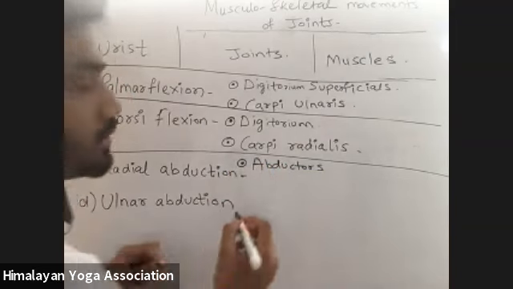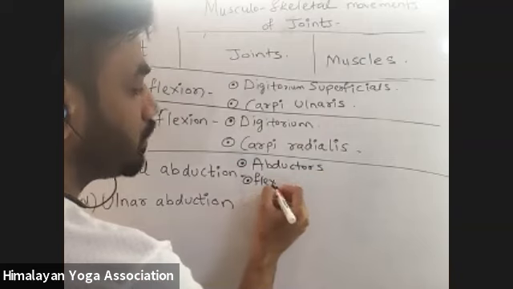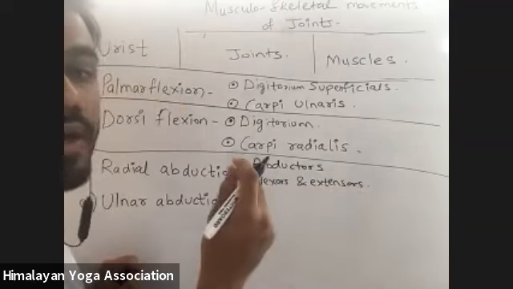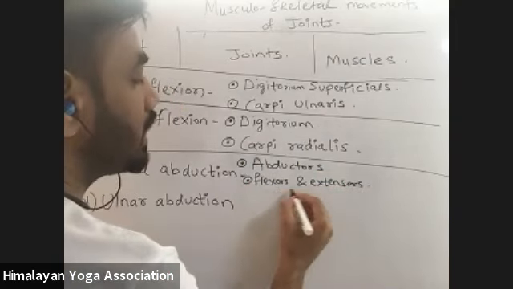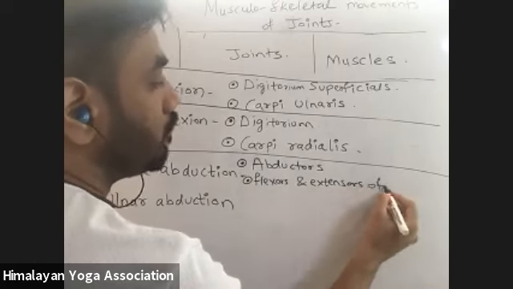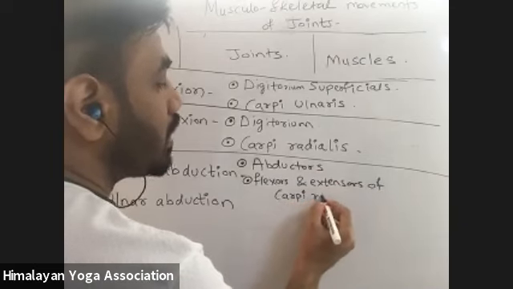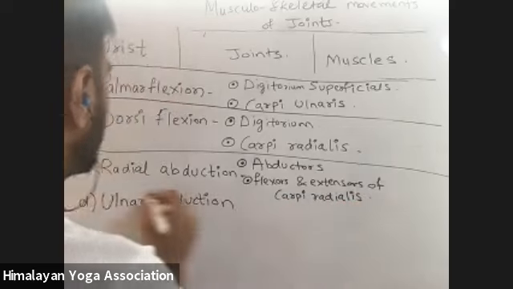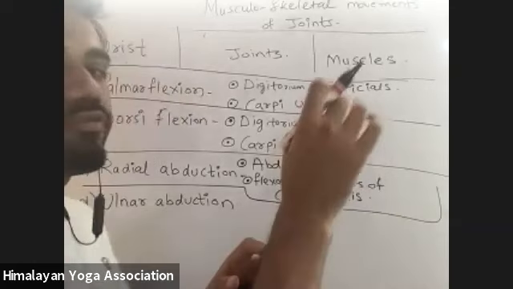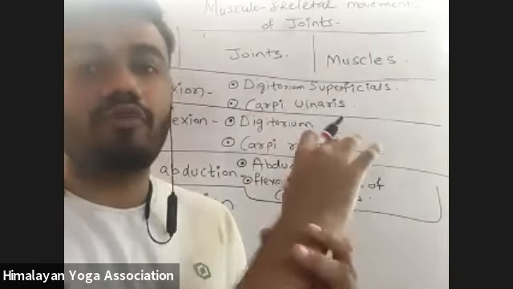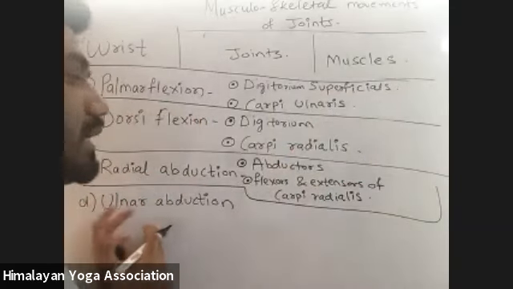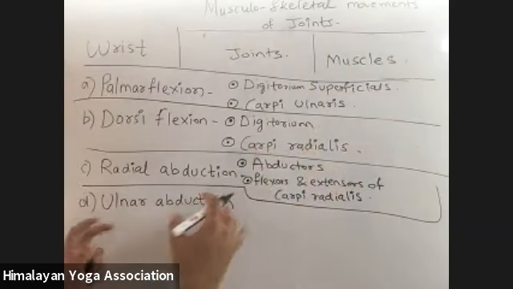Along with the abductors group, there are the flexors group and extensors group of muscles, including the carpi radialis muscles. So the flexors and extensors group of carpi radialis muscles will allow radial abduction movement. We have flexors and extensors group of muscles in our forearms that will allow us to abduct our wrist radially towards the midline.